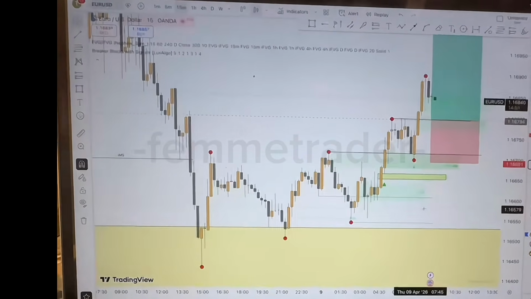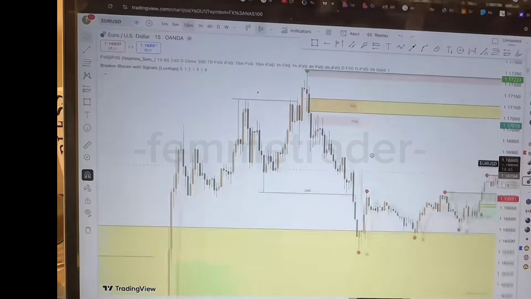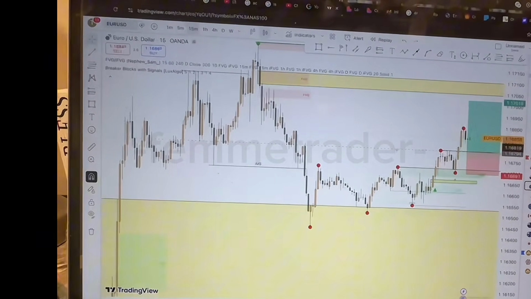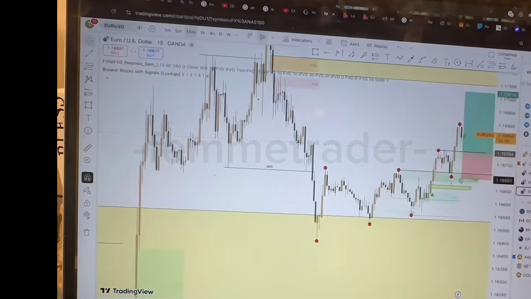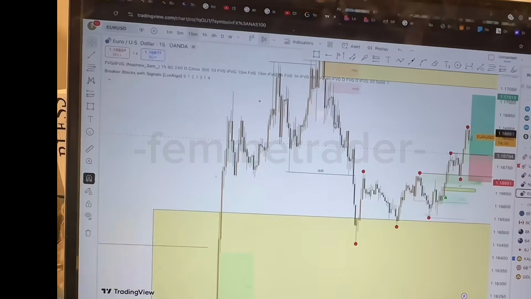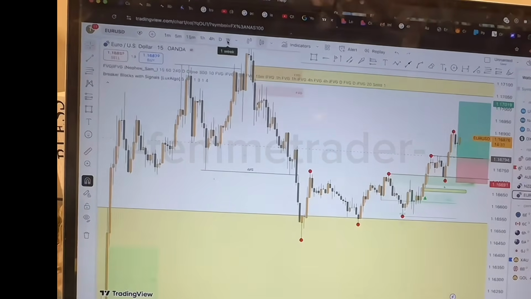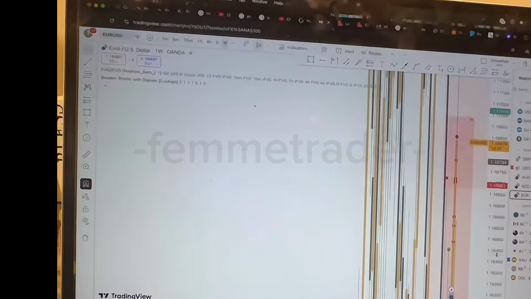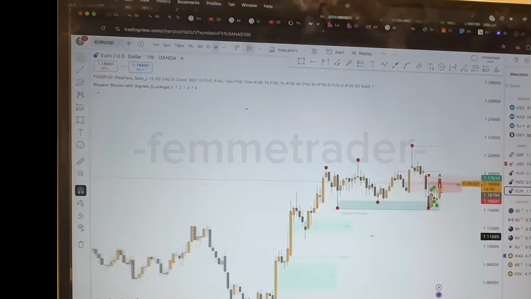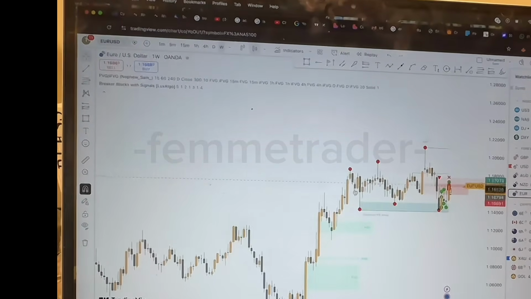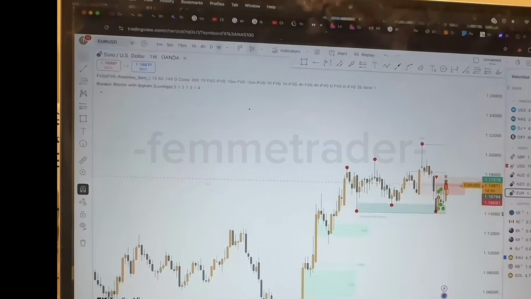If you have been able to determine your bias from the higher time frame, looking at this you could tell that it is a downtrend, right? But then let's look at the weekly time frame. Like I said, I start from the weekly, but I'm going to show you. Look at the one I highlighted in red. This is what I'll be focusing on for the purpose of this video.